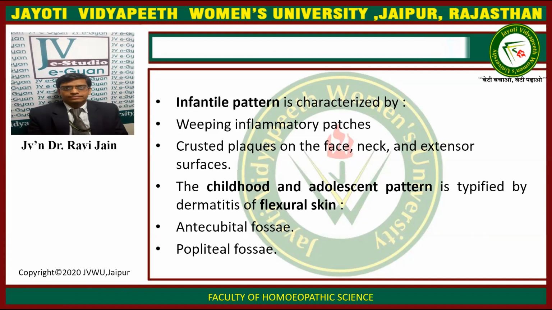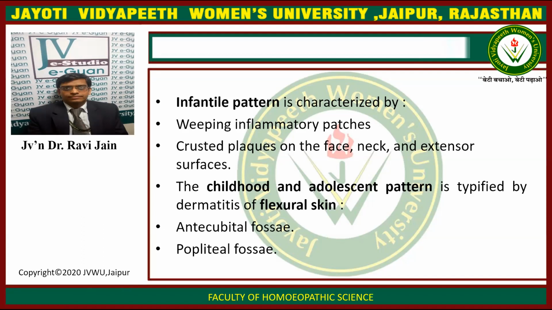We have an infantile pattern that is characterized by weeping inflammatory patches, with crusted plaques on the face, neck, and extensor surface. There will be weeping eczema, inflammatory patches, and crusted plaques on the face, neck, and extensor surface.